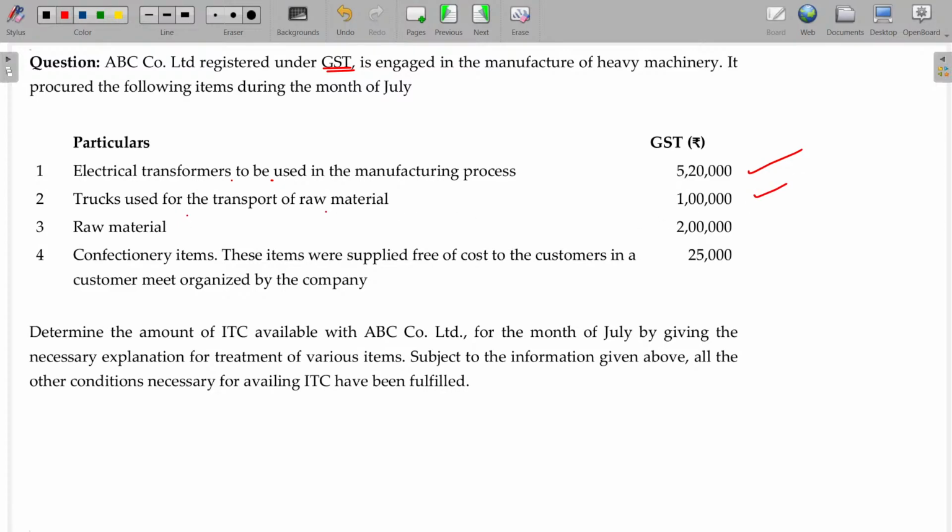Trucks, it's not a motor vehicle carrying passengers, maximum 13, right? Raw material is available. Confectionery items, food and beverages. These items are supplied free of cost to the customers in the customer meet. Chocolates and biscuits offered. Blocked credit. Okay, determine the amount of ITC available. The amount of ITC being only these three, 8 lakhs 20,000 rupees, 8.2 lakhs.